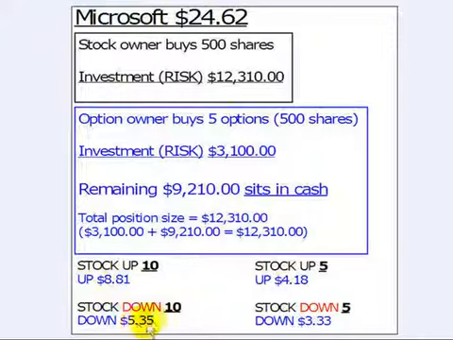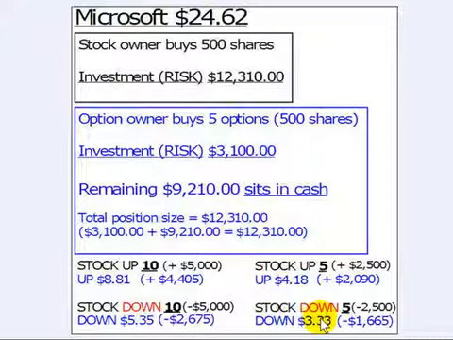Same thing if the stock moves up by 5, we make $418. Down by 5, we only lose $333 per option contract. That's a great win to loss rate, a great risk reward ratio that we have. Stock owner obviously makes $5,000 or loses $5,000 with a 10-point advance or decline in the stock. We would make $4,405 or we'd lose $2,675. That's great. When we're right, we make $4,405. When we're wrong, we lose $2,675.